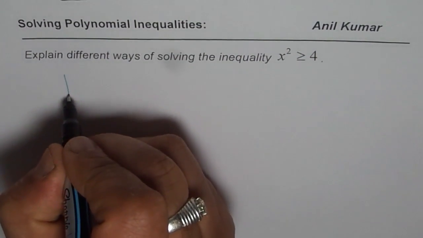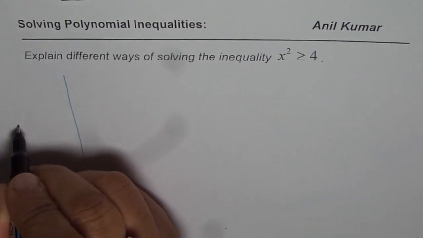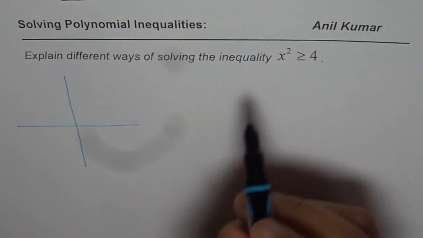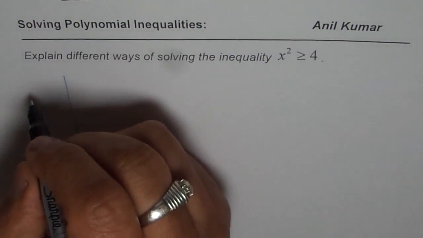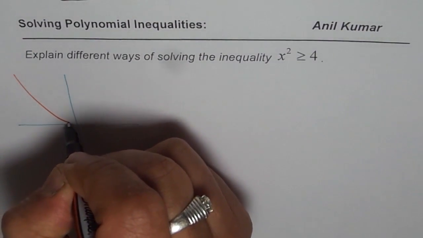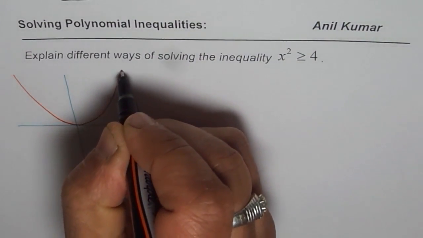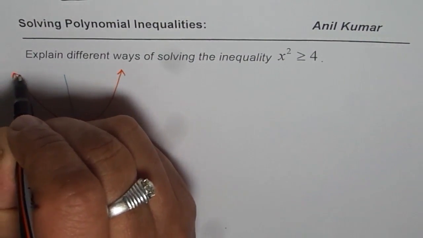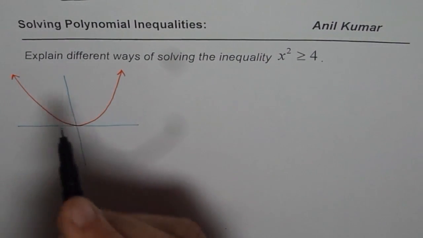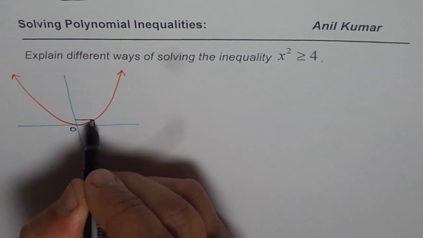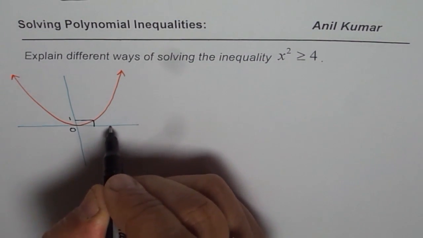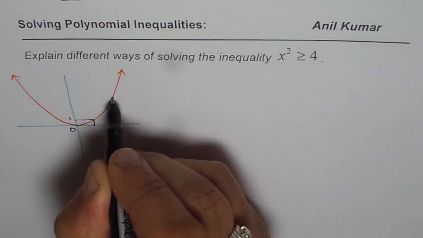Now, the first method which I'm going to discuss with you is the graphical method. We can always sketch the graph of x squared, which looks kind of like this. So that is a parabola. Here we have 0. At 1 we expect 1 squared is 1, right? So at 2, let us say this is 2 for us, right?